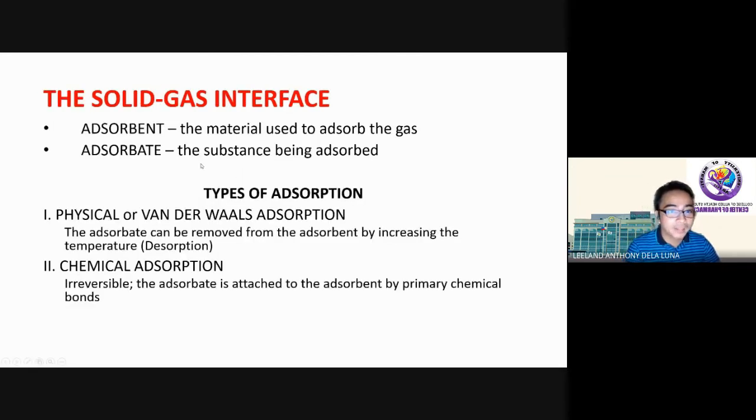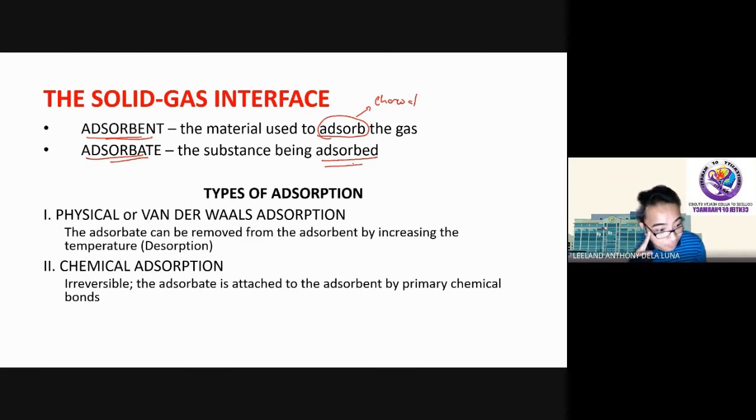So, usually we have two terms here. The adsorbent and then the adsorbate. Okay? So, pag sinabi kasi adsorbent, this is the material used to adsorb the gas, such as, say for example, charcoal. Pwede rin pawas. Okay? Or alum. And then the adsorbate, on the other hand, refers to the substance being adsorbed.